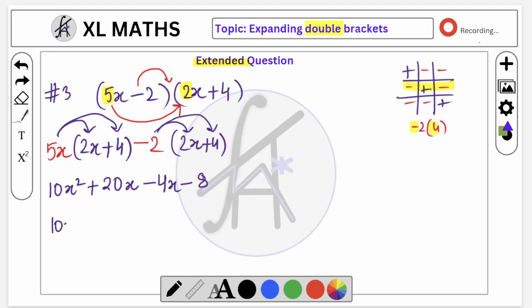So 10x squared, what's 20x minus 4x? 20x minus 4x is a positive 16x, minus 8. And that's what our answer is.